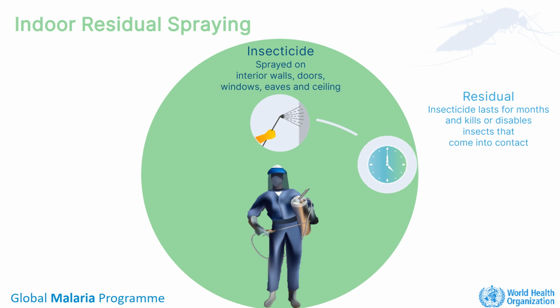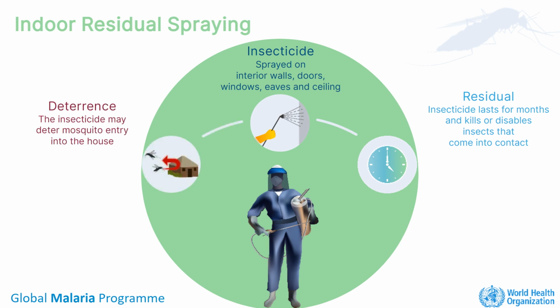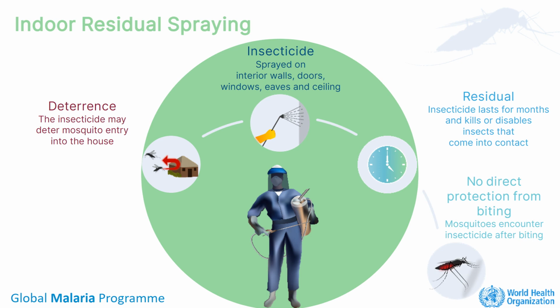If the wall that they rest on has been sprayed with an insecticide, then the mosquito will be disabled or killed. Mosquitoes might even be deterred from entering houses with walls sprayed by IRS and driven away. Unlike ITNs, IRS does not provide a barrier between people and mosquitoes. Mosquitoes are affected when they encounter a sprayed surface, which is usually only after they have already bitten.